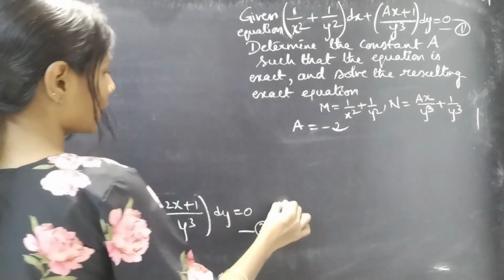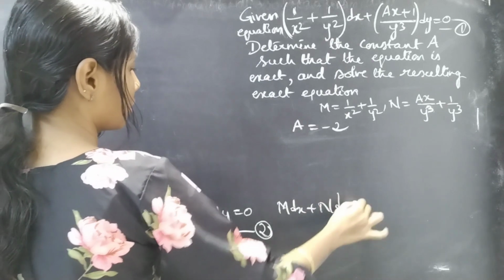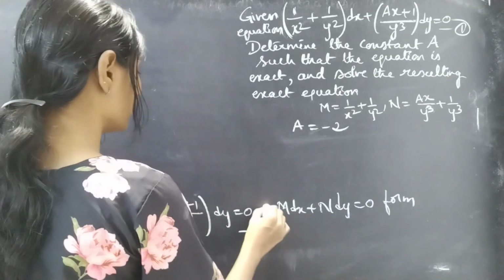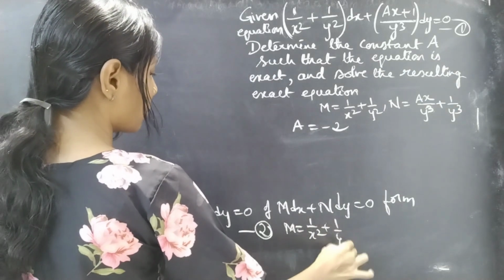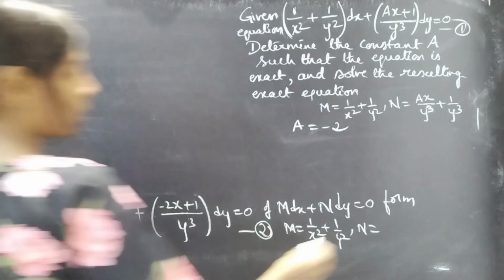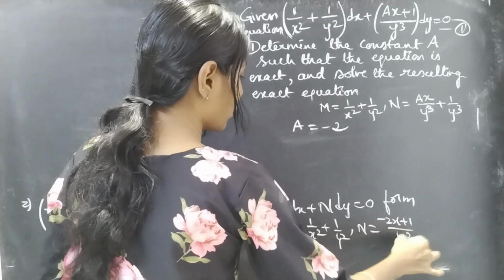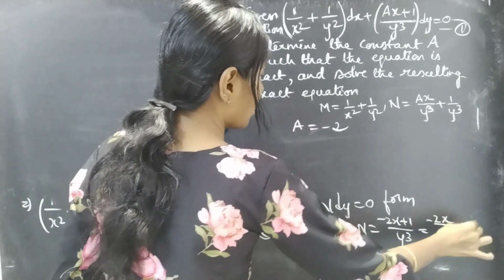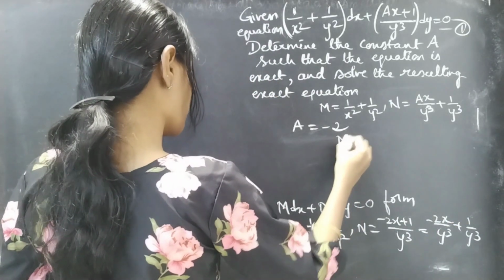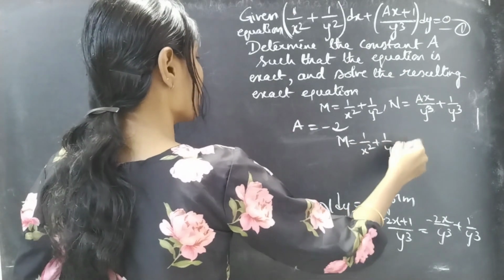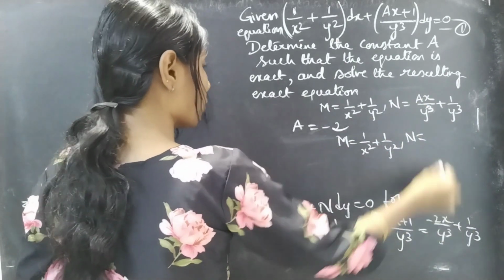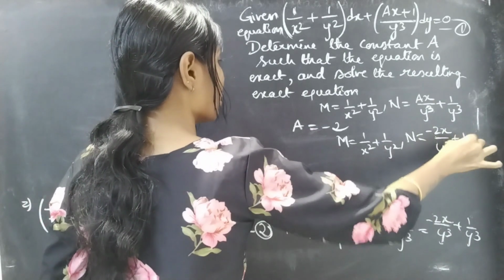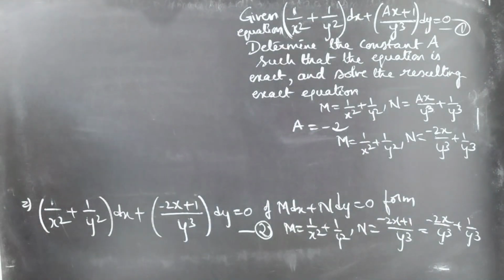This is of the form M dx + N dy = 0, where M = 1/x² + 1/y² and N = −2x + 1/y³, or we can write this as −2x/y³ + 1/y³. Just substitute a in this, then we will get this one. Now let's see whether this equation is exact or not, for our convenience.